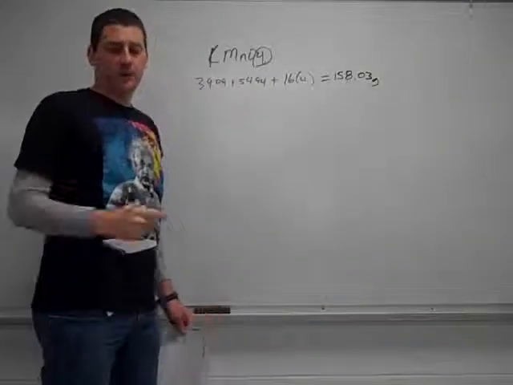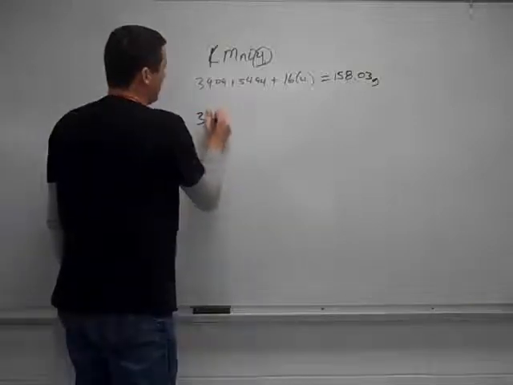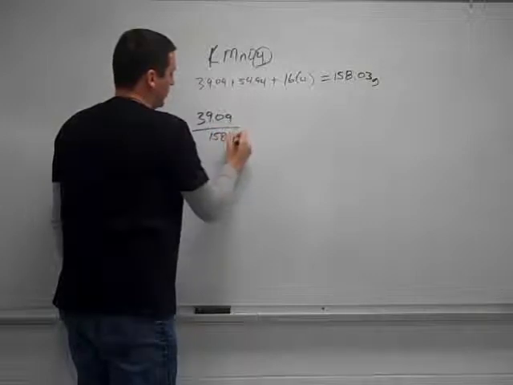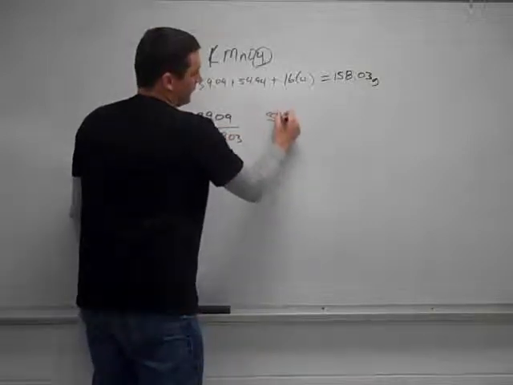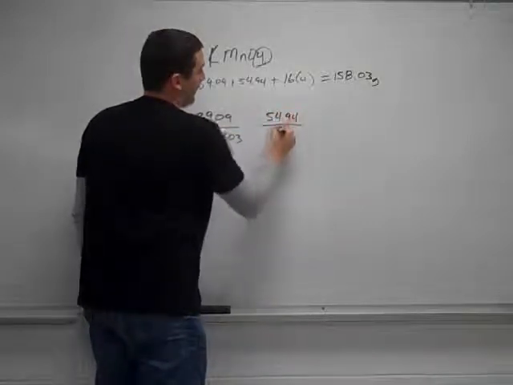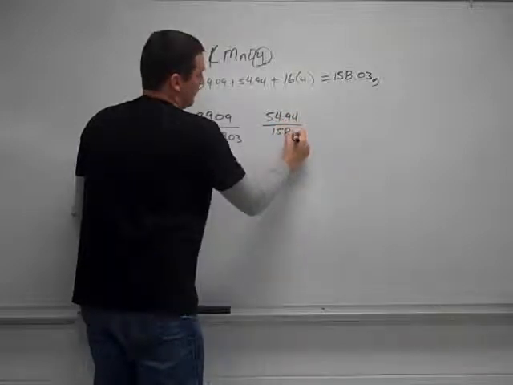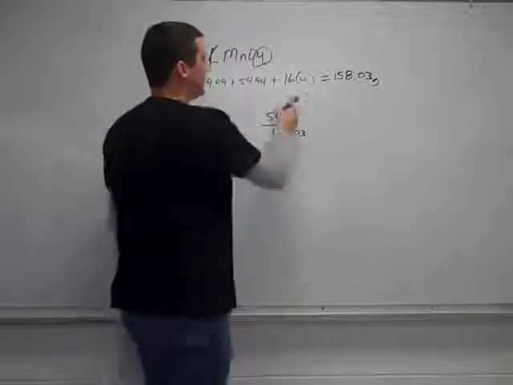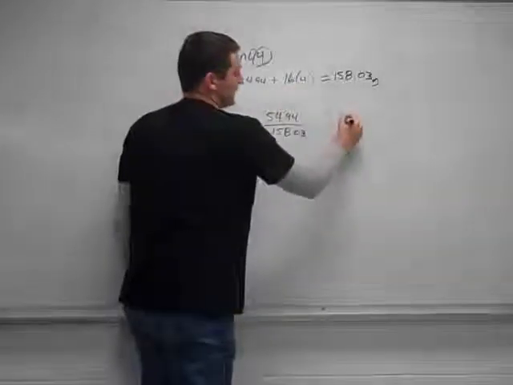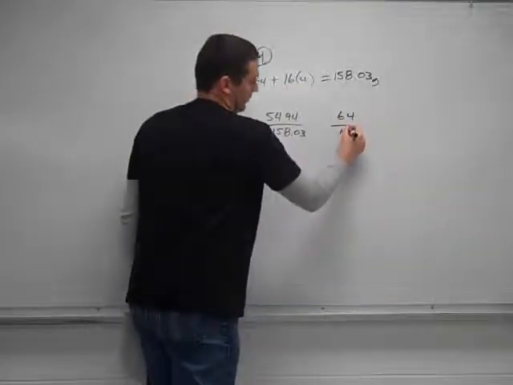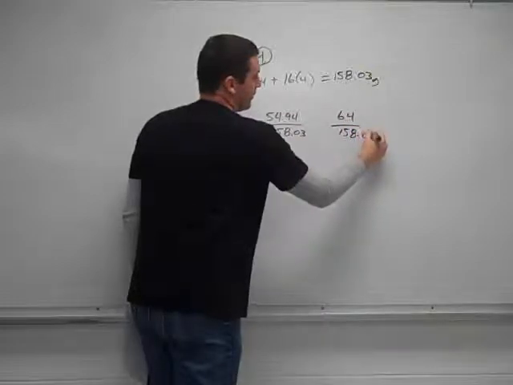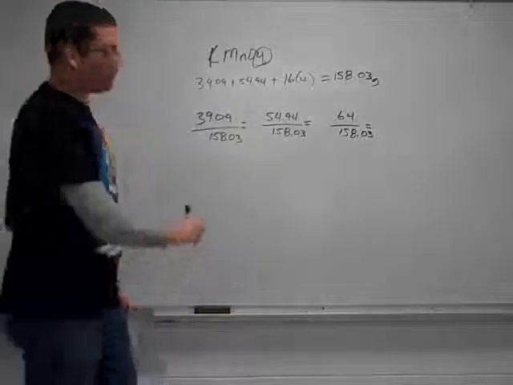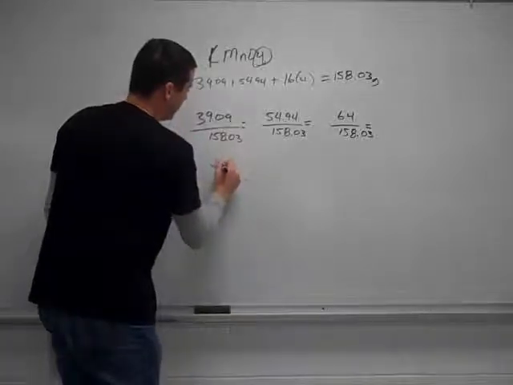Okay? So to figure out the percent composition for each element listed, we simply divide the mass of 1 divided by the total. So we would do 39.09 divided by 158.03, 54.94 divided by 158.03, and then we would do our oxygen. So we would do 16 times 4, which gives us 64, divided by 158.03. Once we do all of this, we're going to get a decimal number. So on this one, we would get 0.2474.